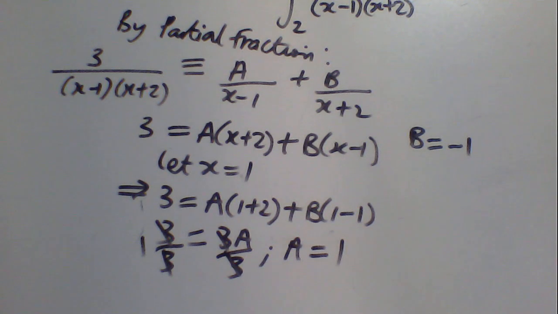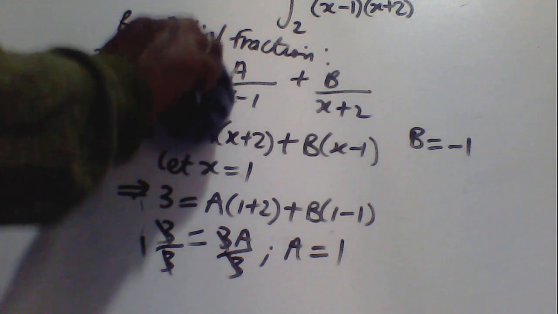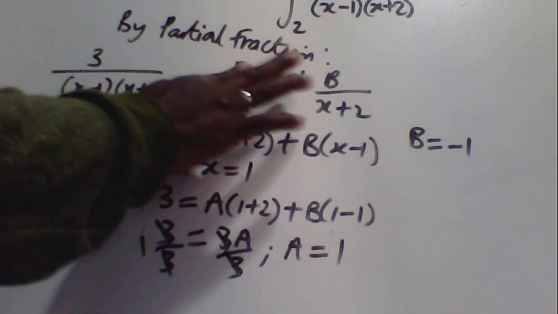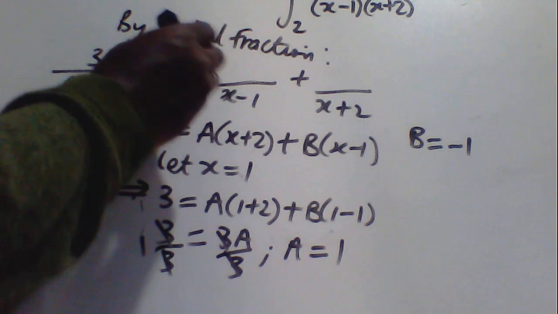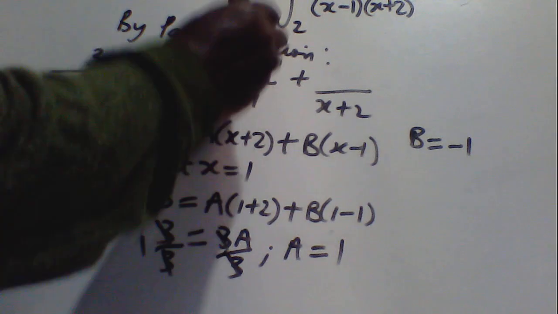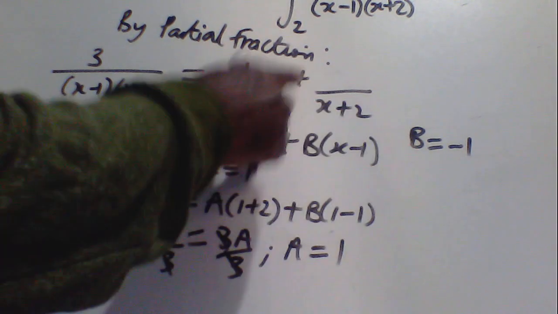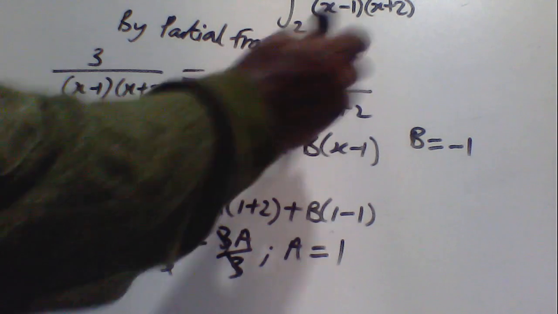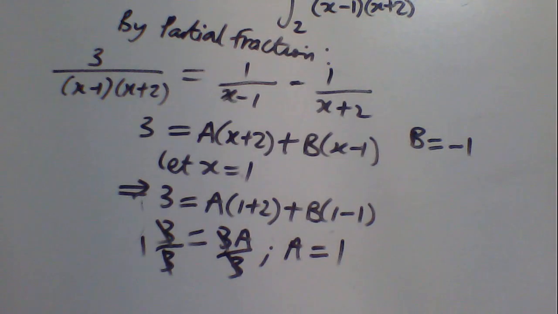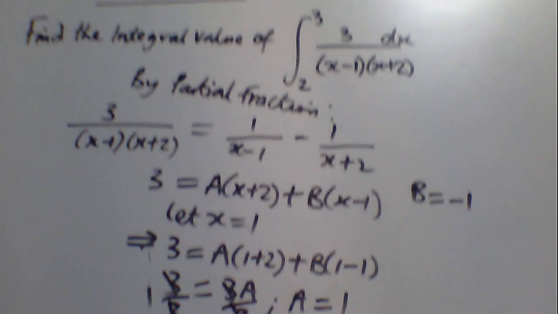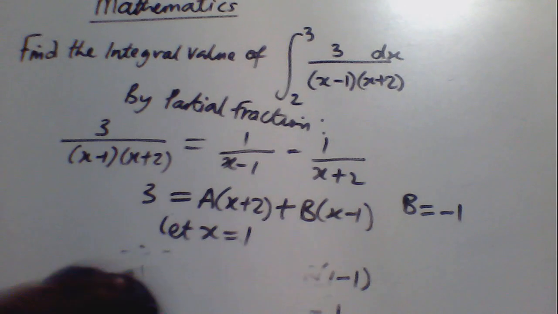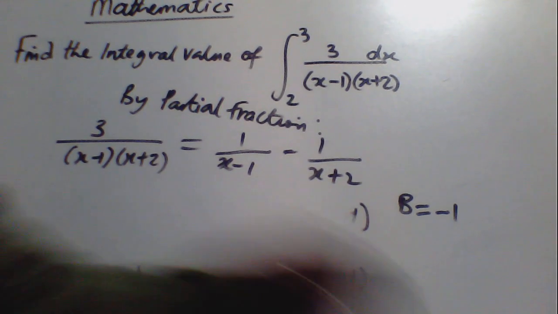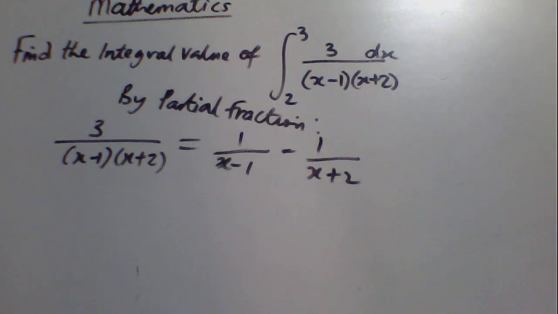Now we have gotten the value of A, which is 1. We have to substitute it in the equation. So from here, you have A is 1 and B is minus 1, so you put minus here. Now you have gotten the partial fraction of the given expression. We can now go into solving the integration.